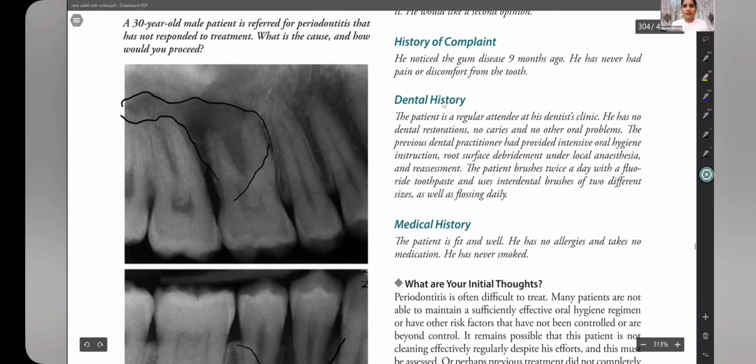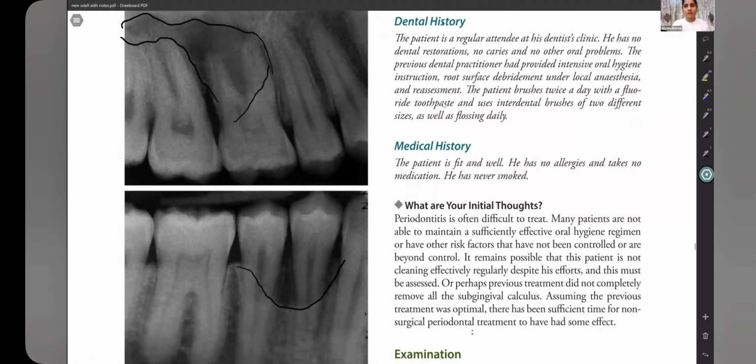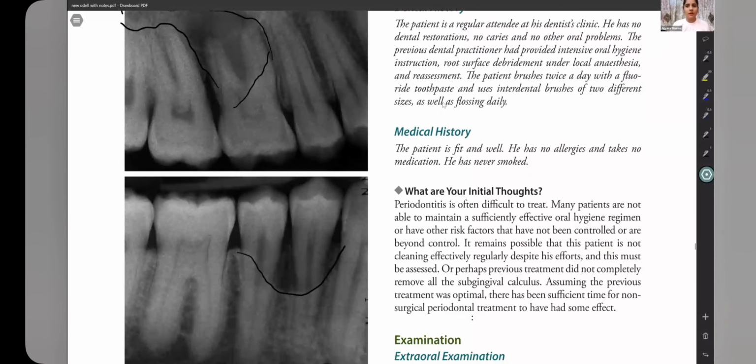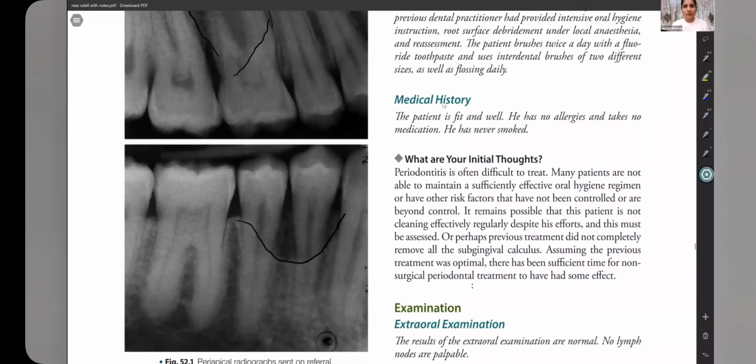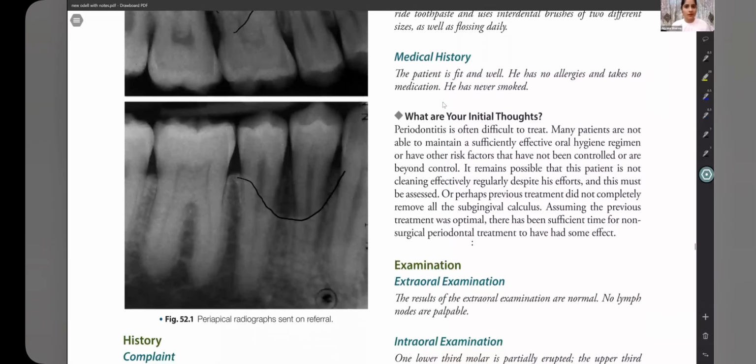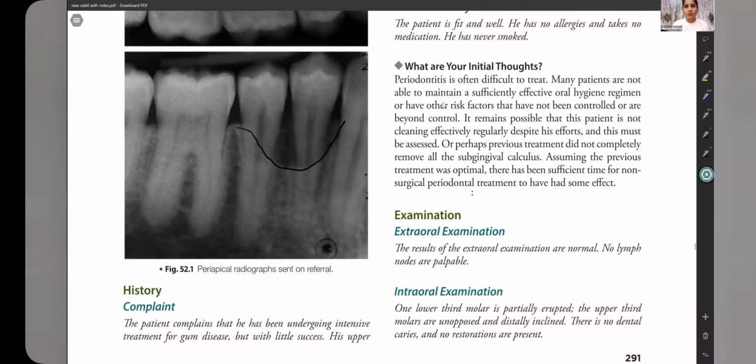The patient is a regular attendee at his dentist's clinic. He has no dental restorations, no caries, and no other oral problems. The previous dental practitioner had provided intensive oral hygiene instruction, root surface debridement under local anesthesia, and reassessment as well. The patient brushes twice a day with a fluoridated toothpaste, uses interdental brushes of 2 different sizes, and flosses daily as well. Patient is medically fit and well. He has no allergies, takes no medication, has never smoked.